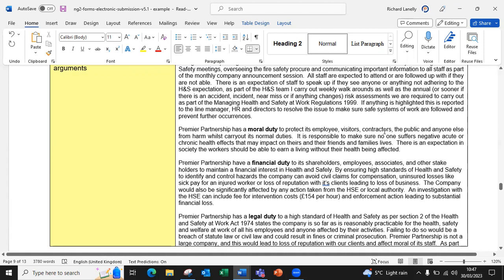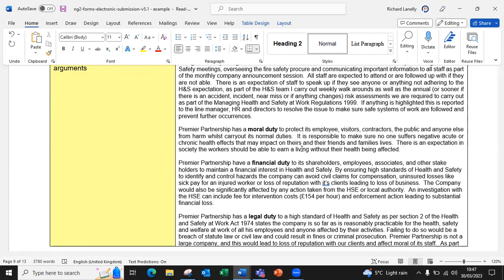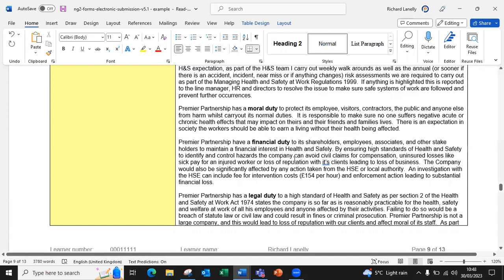So it's our duty to protect contractors, visitors, the public, and our own employees, because it could impact their friends' and families' lives. The expectations of society is that we don't want to be seen as a company that doesn't care about our employees, and I can't imagine people want to work for a company like that either. So, morally, we should want to do that.